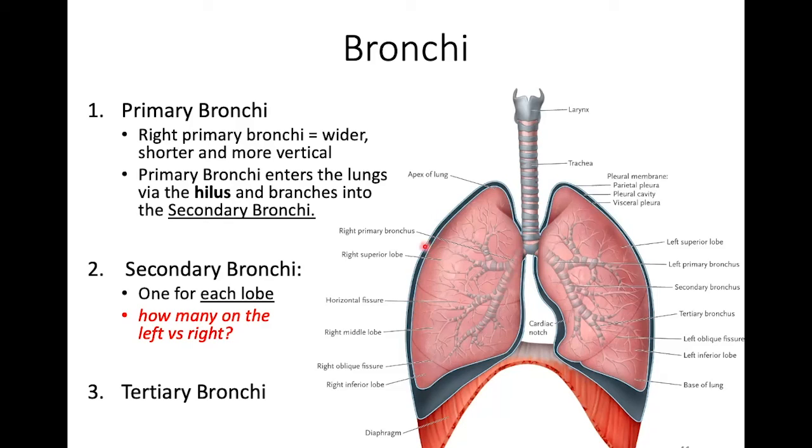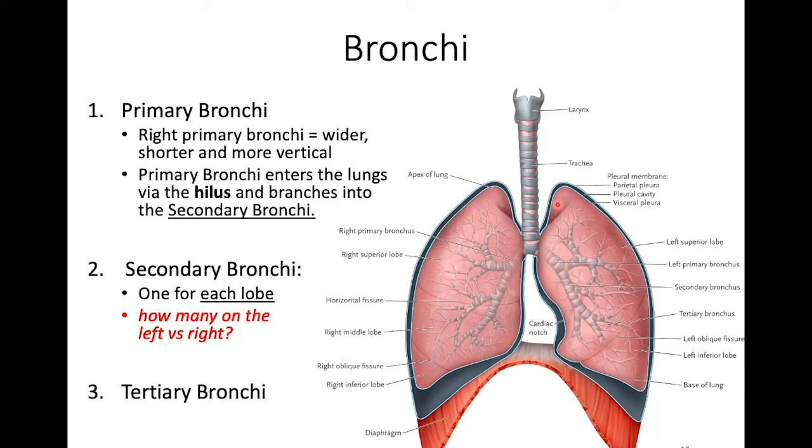And you'll see here, looking at the right lung, we have a horizontal fissure and an oblique fissure. That horizontal and oblique fissure divide the right lung into three separate lobes. When looking at the left lung, you can see here that we only have the left oblique fissure, which then divides the left lung into only two lobes. And so the left lung has two lobes, it's smaller. The right lung has three lobes.